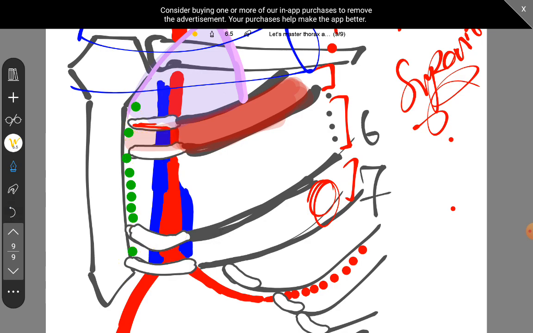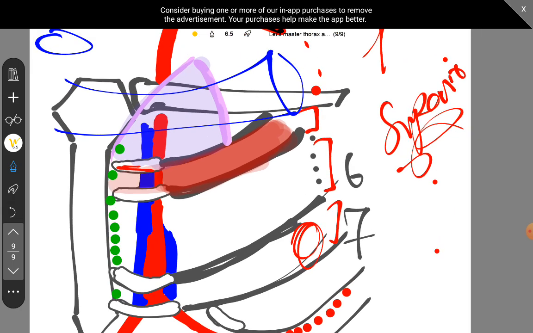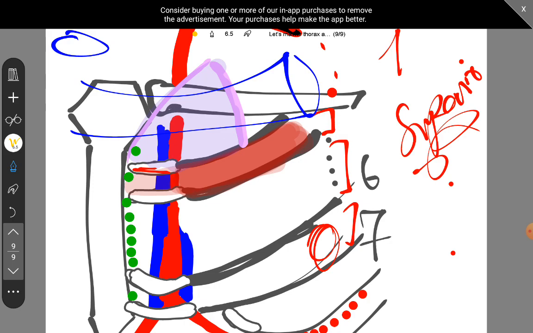For the posterior relations, it's the lung apex and the parietal pleura covering it. And for the side relations, on both sides of the artery in the lower part, there were two vena comitantes that united together, giving me one internal thoracic vein on the medial side. There were some parasternal lymph nodes.